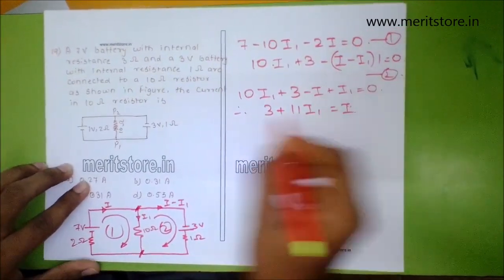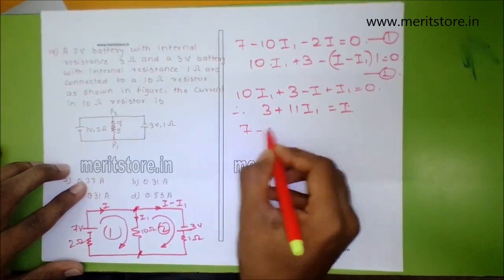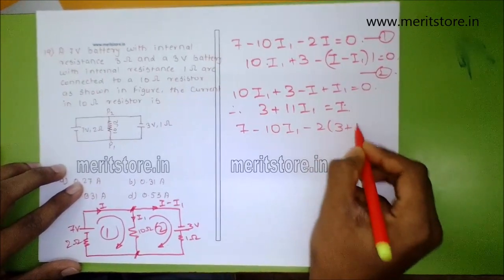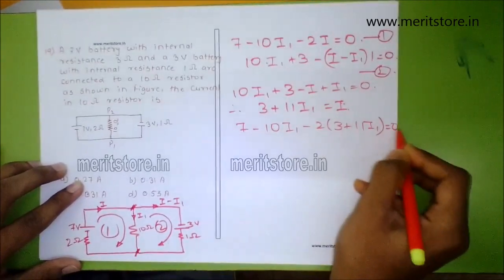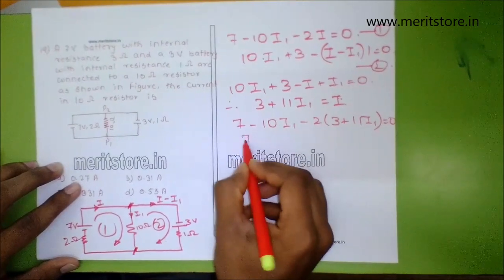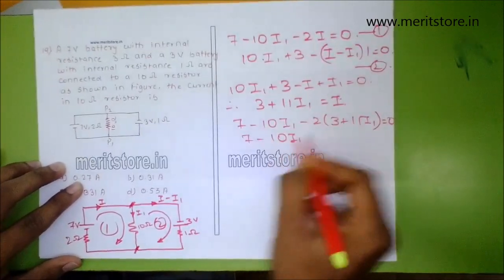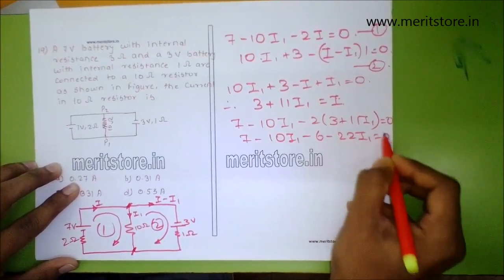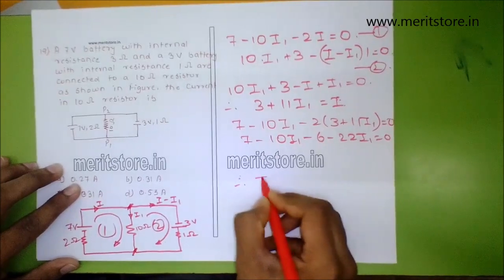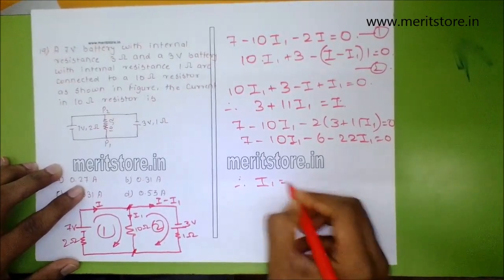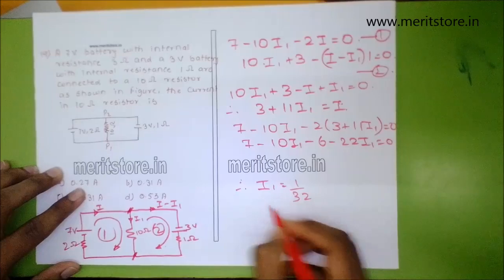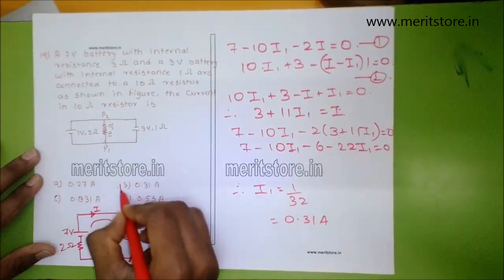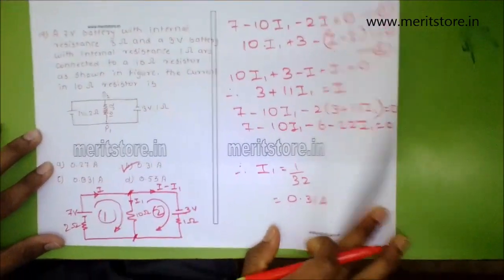Substituting the value of I in equation 1, we get 7 minus 10 I1 minus 2 times (3 plus 11 I1) is equal to 0. 7 minus 10 I1 minus 6 minus 22 I1 is equal to 0. Therefore, solving for the value of I1, we get it as 1 upon 32, which is 0.31 amperes. That is nothing but option B. Therefore, option B is our right answer.